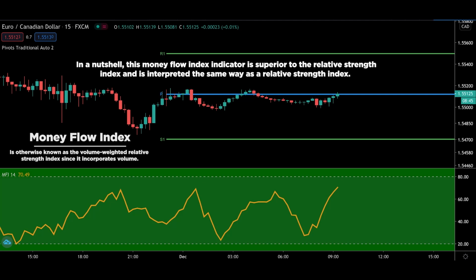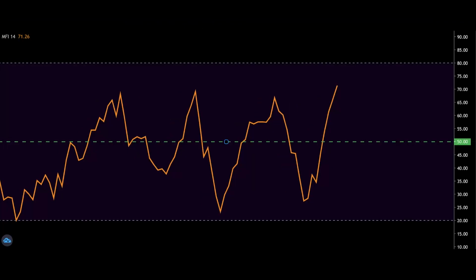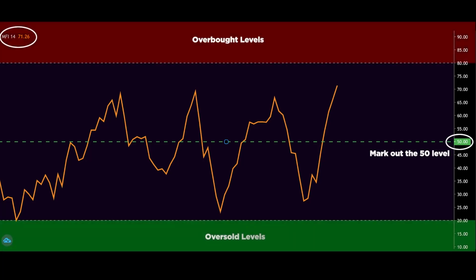In a nutshell, this money flow index indicator is superior to the relative strength index and is interpreted the same way as a relative strength index. You want to use the default setting, which is the 14 period. You also want to mark out the 50 level, which I've done here. In order to filter out market noise, we want to use the 50 level as the reference point. We also want to pay attention to the overbought and oversold levels, which is the 80 and 20 region respectively.